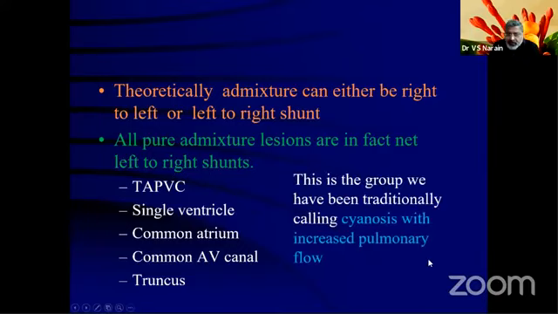And this is the group that we have been traditionally calling cyanosis with increased pulmonary blood flow. Whenever you say we have cyanosis with reduced pulmonary blood flow, you also have cyanosis with increased pulmonary blood flow. So these admixture lesions have traditionally been called cyanosis with increased pulmonary blood flow. Remember that they have this commonality: you have increased pulmonary blood flow, left to right net, and then cyanosis because of the mixing.